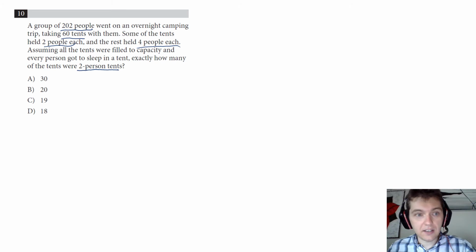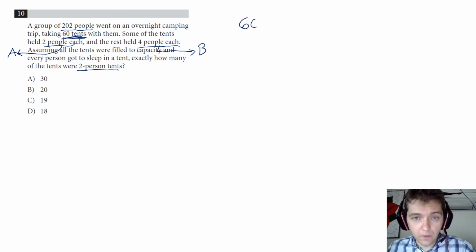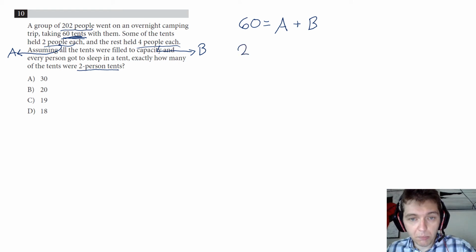So let's start with the tent equation. You have the number of 2-person tents, which we can go ahead and call A, and the number of 4-person tents, which we'll call B. So you have, as defined in the problem, 60 tents total is equal to the number of 2-person tents plus the number of 4-person tents. So that's the first equation in your system of equations, the tent equation. The next one will be your people equation. So you have 202 total people is equal to the number of people in 2-person tents.